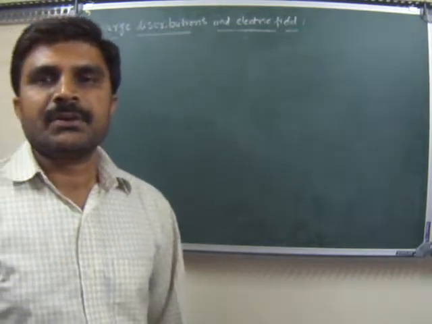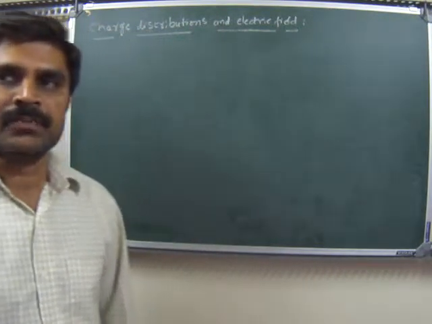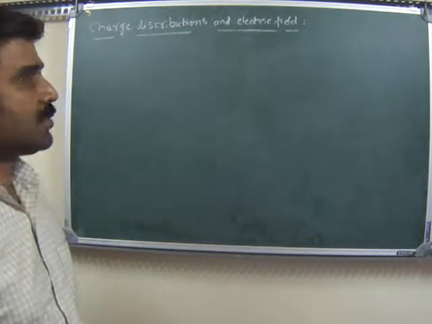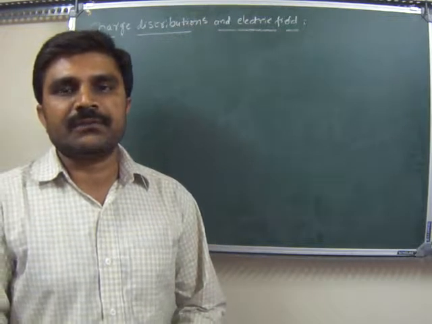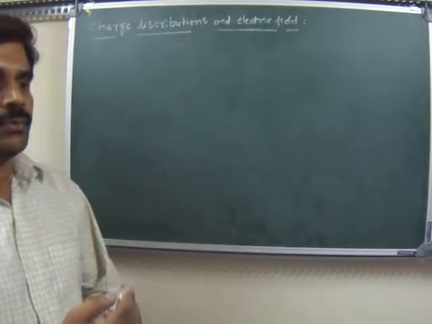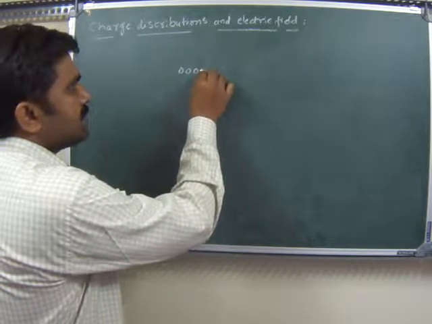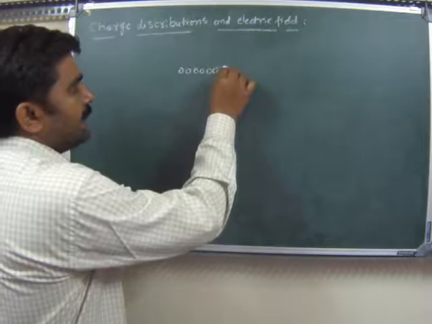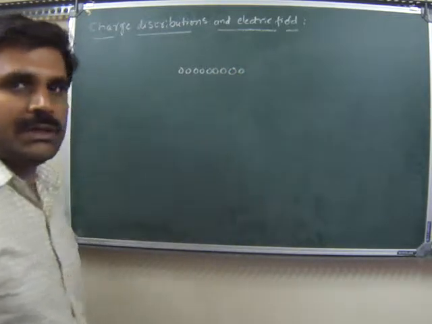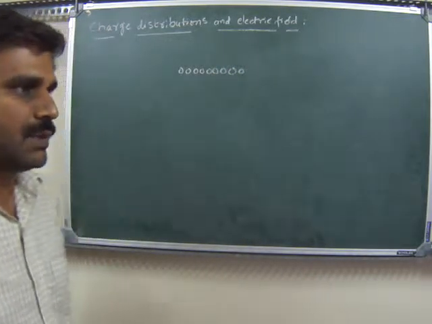Well, today I am going to explain the different charge distributions and their electric fields. First of all, we will consider regular distributions like a linear distribution. For example, some charge exists in a line like this. This is called a linear distribution of charge.